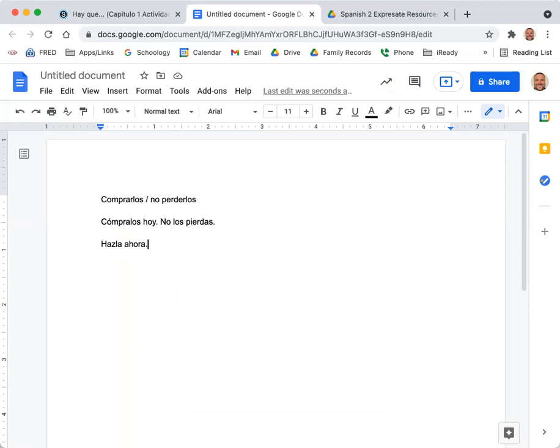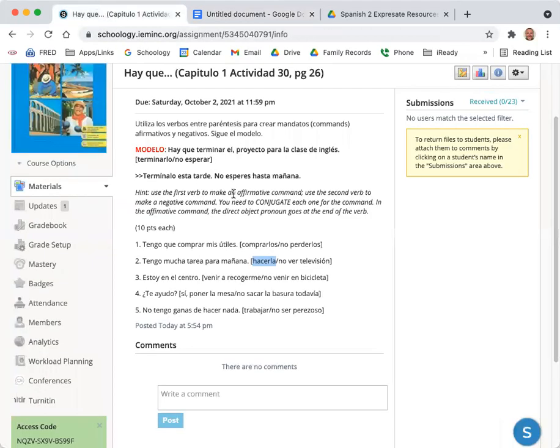Now, do we need a written accent here? No, because it was a one-syllable word to begin with, so we're fine. Now we want to have that negative. Think of the negative. What's my negative command for no ver? Look that up. I'm just going to leave that alone for now. I think that's enough.